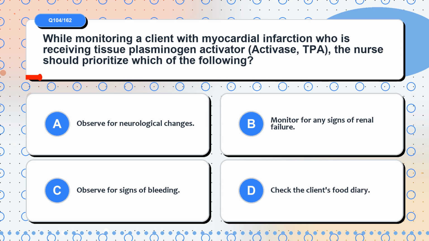Question 104. While monitoring a client with myocardial infarction who is receiving tissue plasminogen activator activase (TPA), the nurse should prioritize which of the following? Here are the options. Option A. Observe for neurological changes. Option B. Monitor for any signs of renal failure. Option C. Observe for signs of bleeding. Option D. Check the client's food diary.